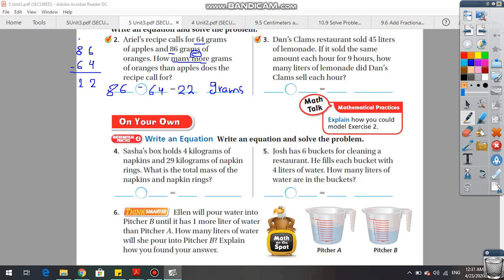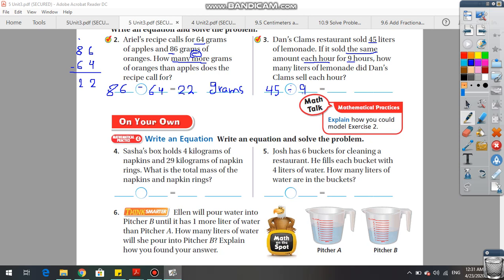Now, number 3, Dan's Clams restaurant sold 45 liters of lemonade. If it sold the same amount each hour for 9 hours, how many liters of lemonade did Dan's Clams sell each hour? Okay, guys, I have 45 liters for 9 hours. And I need to know how many liters in just 1 hour. So I'm gonna do what? I'm gonna divide. I'm gonna say 45 divided by 9.